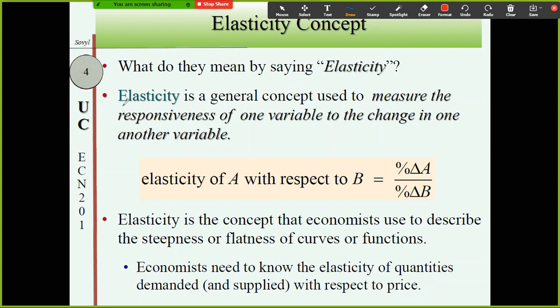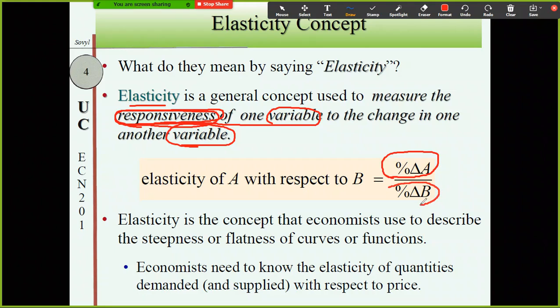Elasticity is a general concept used to measure the responsiveness of one variable to the change in another variable. So elasticity is used in order to describe the responsiveness of one variable to the change of the other variable. For example, the elasticity of A with respect to B equals the percentage change of A divided by the percentage change of B. A with respect to B.